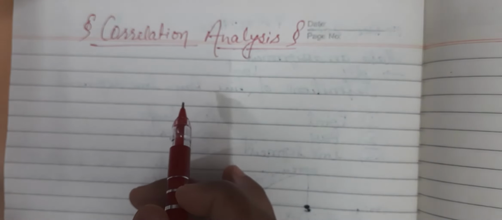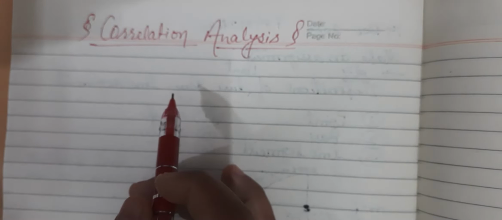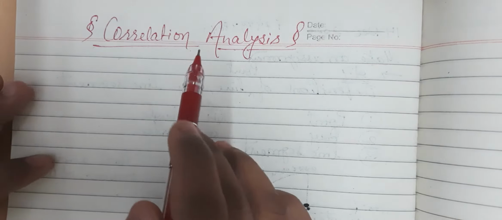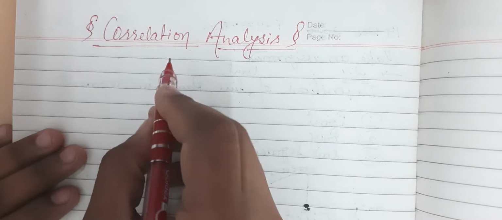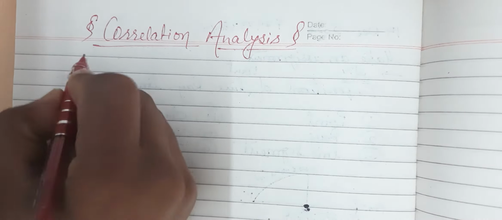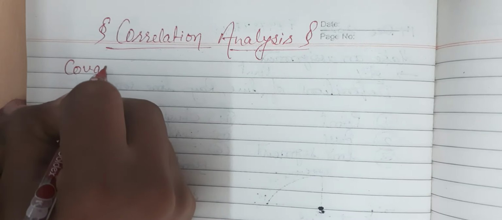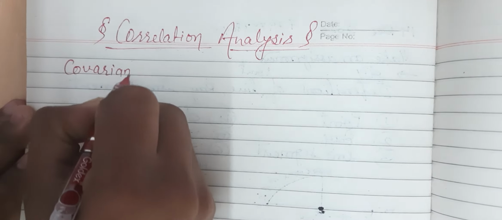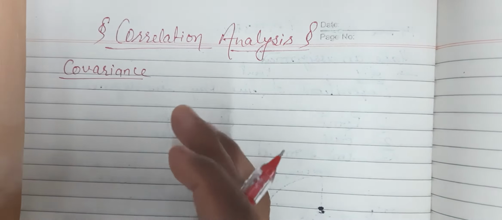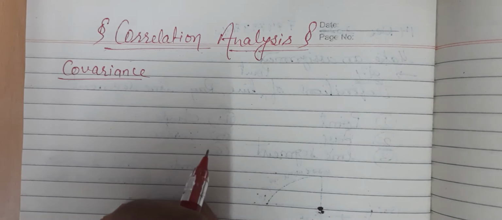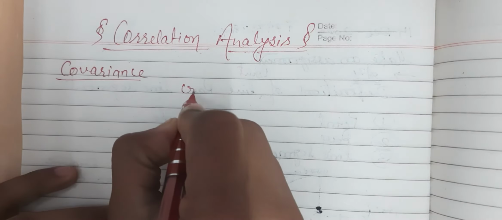Today we will discuss correlation analysis. Before we discuss correlation, we will define covariance. Up till now we have been exclusively dealing with univariate distribution.